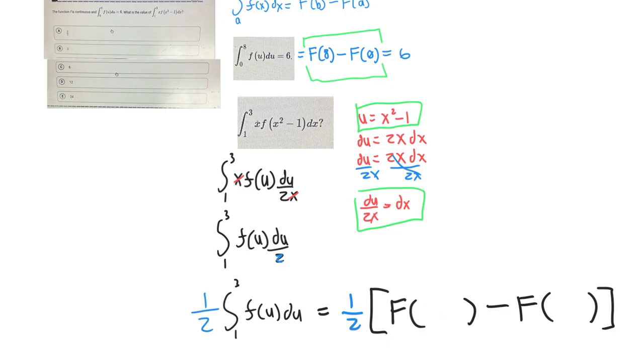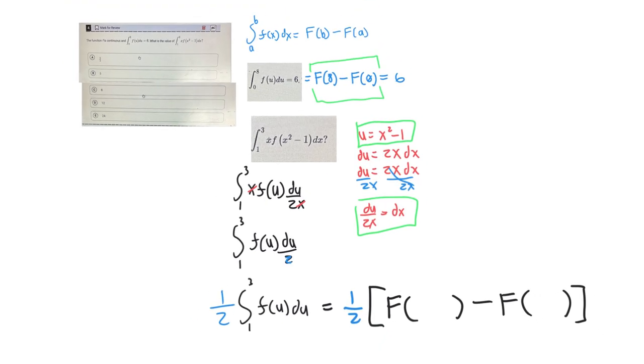And in this case, we're looking at the big F's. But remember, the u was x squared minus 1, right? Wasn't that the case?